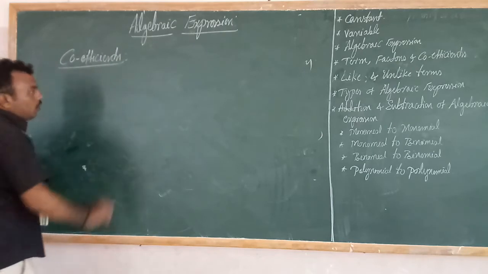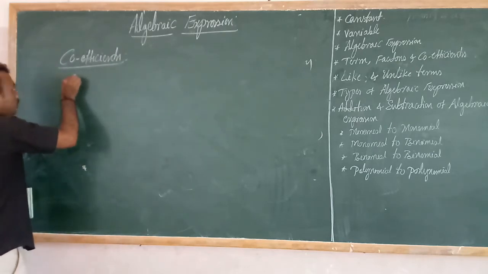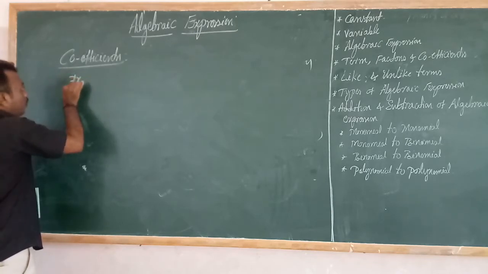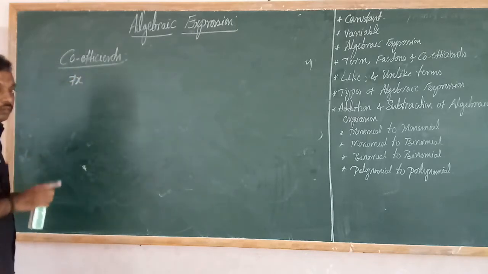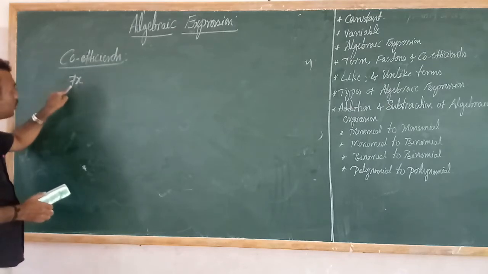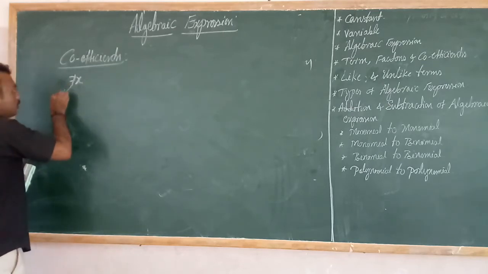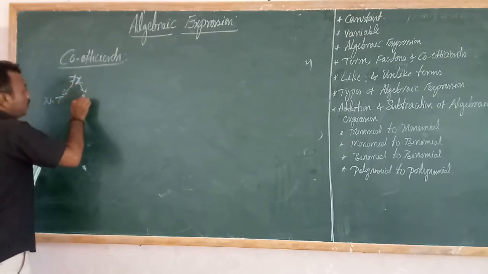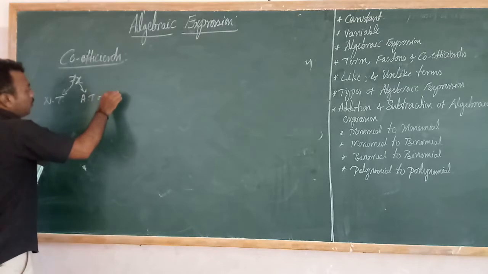Coefficients. What do you mean by coefficients? For example, 7x. In that, how many terms are there? Only one term. What are the parts? One is 7 and another is x. So 7 is a numerical term. Is it right? This is a numerical term. x is an algebraic term or variable term.